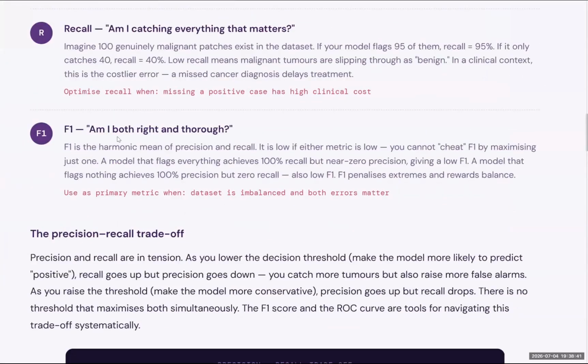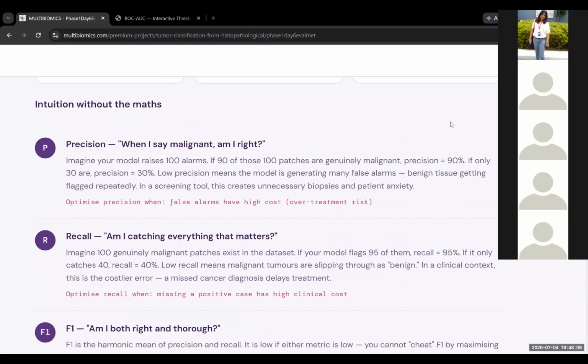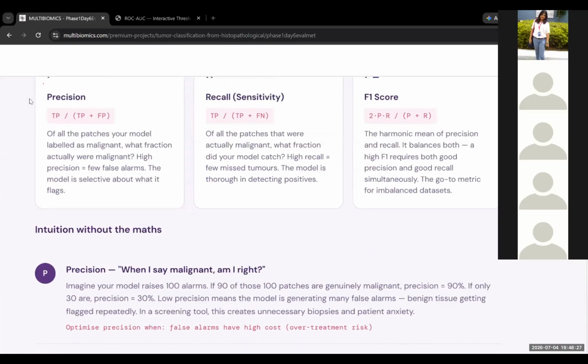It will tell you, am I right and also thorough? Am I right, and am I catching everything? Both things it will see at once. Precision and recall are almost related. They are different, but the sense of how to evaluate is kind of similar. So again, if you see precision, it is true positive by true positive plus false positive, all the positives given by the model. So here the denominator is different for both.